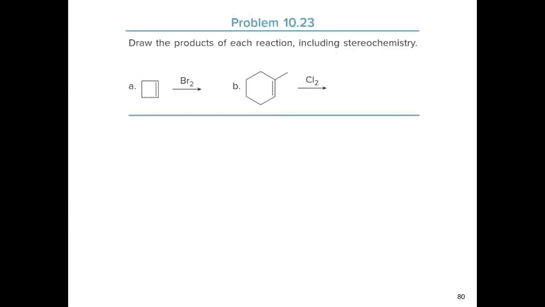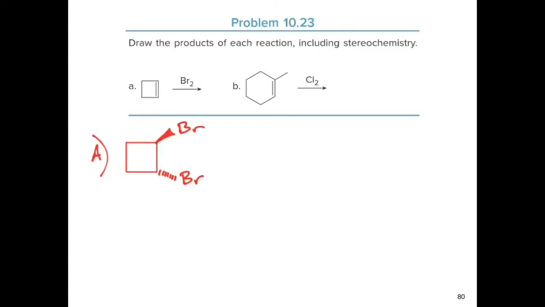Here's practice problem number 23. Draw the products of each reaction, including stereochemistry. So the first halogenation reaction here, we have bromination, in which two bromine atoms are added or bonded to the two carbon atoms involved in the pi bond.